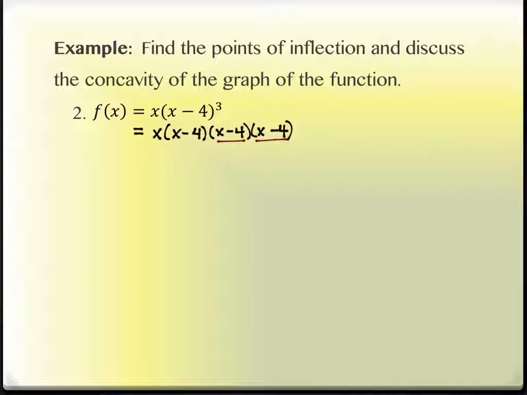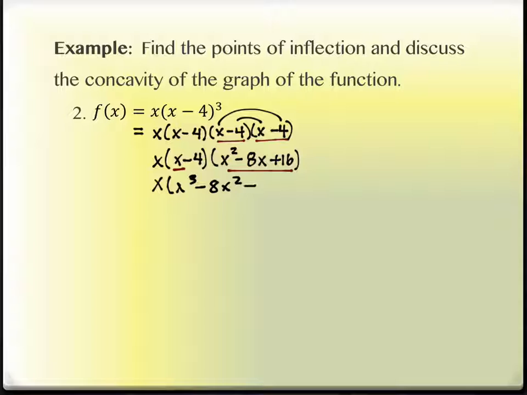Okay, if I multiply 2 of these together, I've got x squared. This is minus 4x and another minus 4x, so that's minus 8x plus 16. I'm going to save the times x for last. And then if I distribute the x through each of these, I'm going to get x cubed minus 8x squared plus 16x. And then I'm going to distribute the negative 4 through this. So I have negative 4x squared, positive 32x, and negative 64.